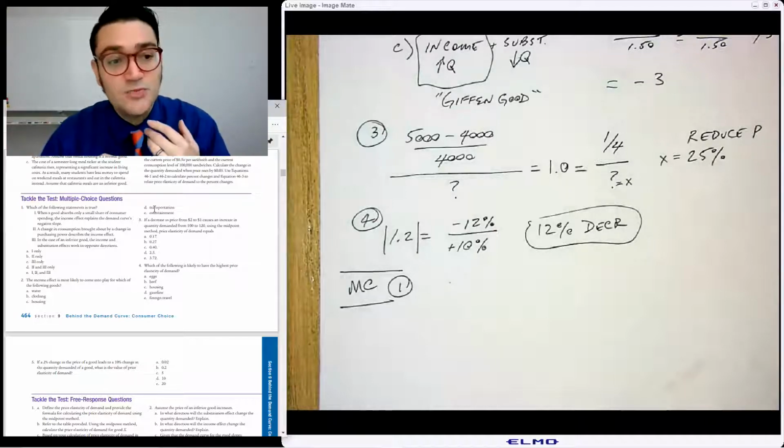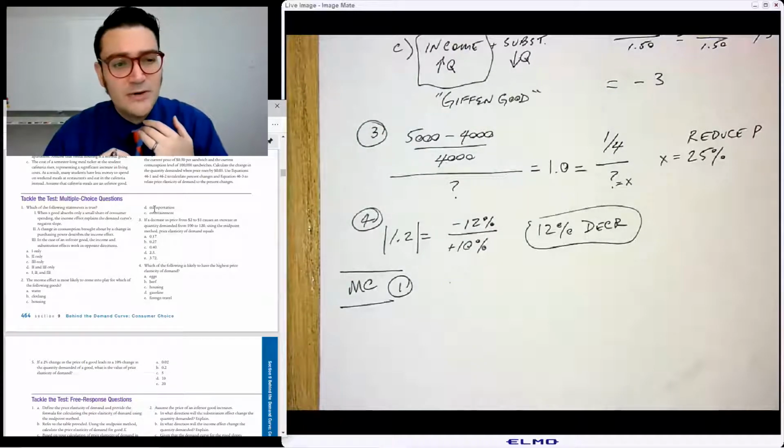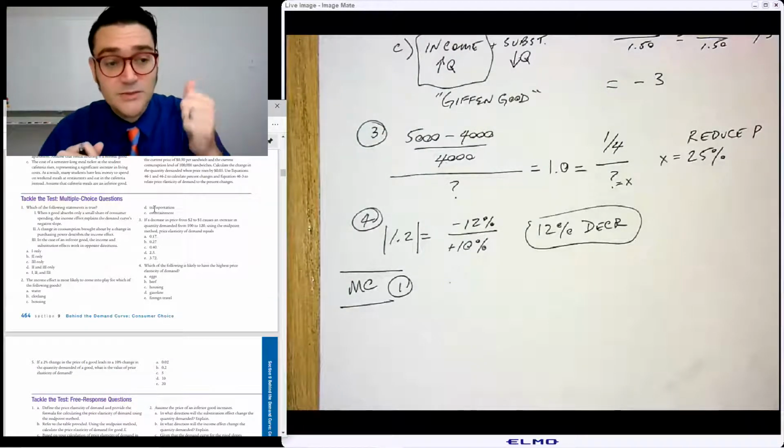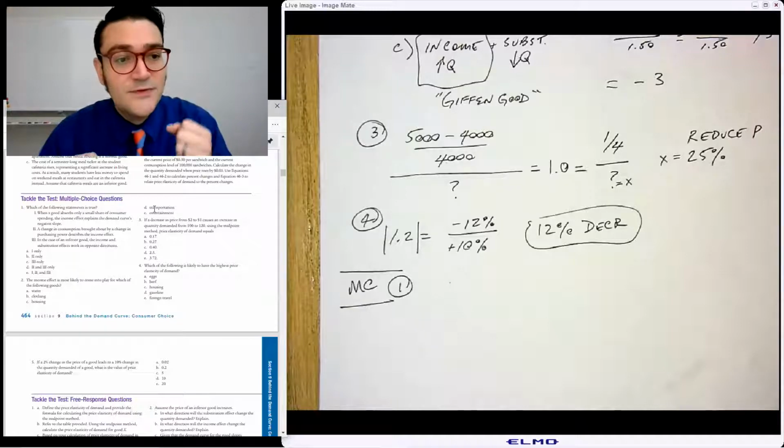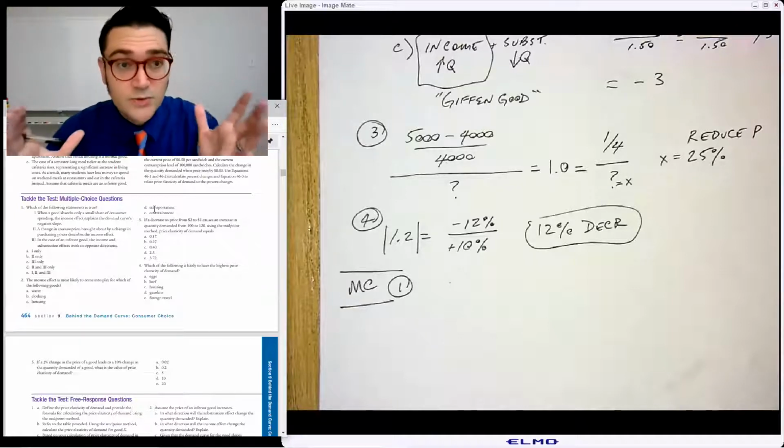A change in consumption brought about by a change in purchasing power describes the income effect, right? So 2 is true. In the case of an inferior good, the income and substitution effects work in opposite directions. That's also true.